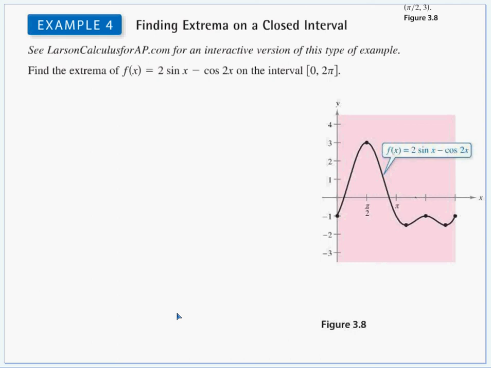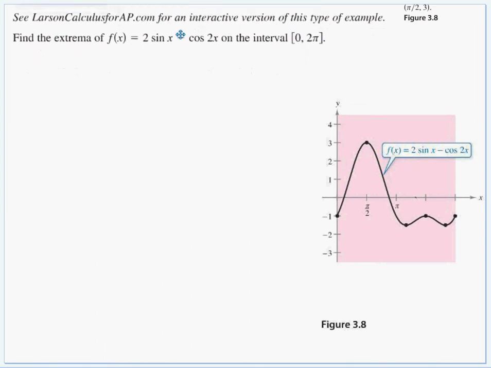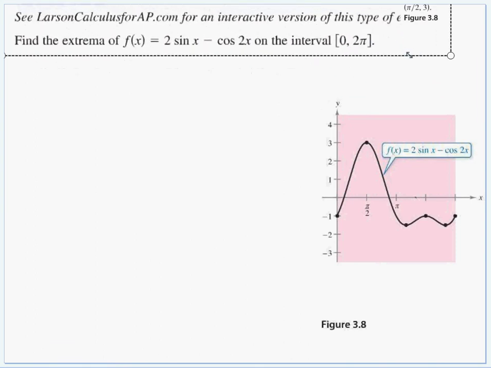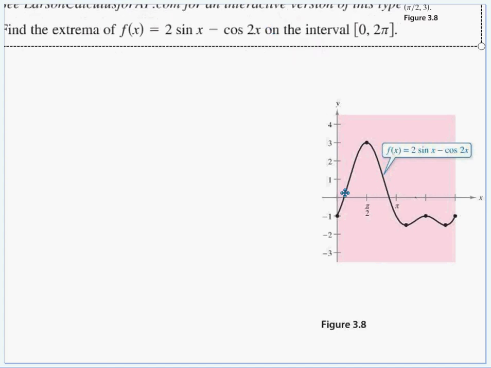Our interval is 1 trip around the unit circle, 0 to 2 pi, and since they gave us the graph, we can see where the horizontal tangent lines look like they're going to fall. So it looks like we got a global max here. We might have a couple min here, another max there. Let's not get distracted by the graph. Let's do some sweet calculus.